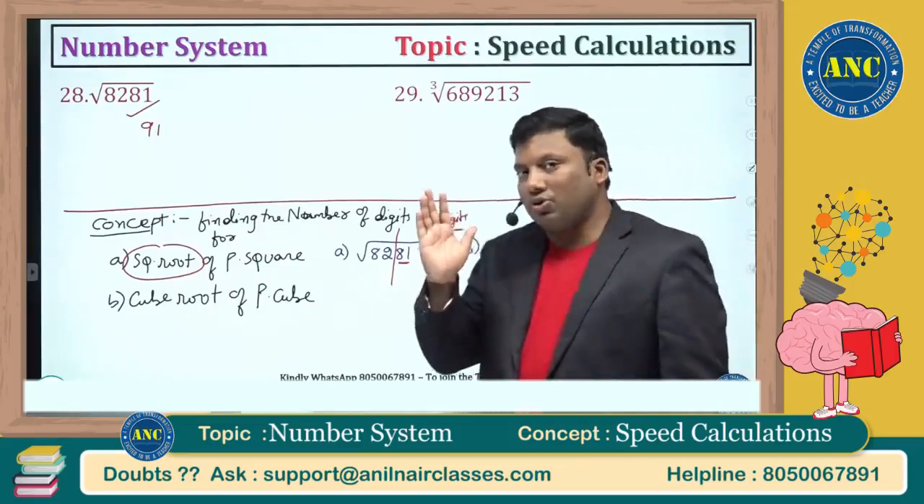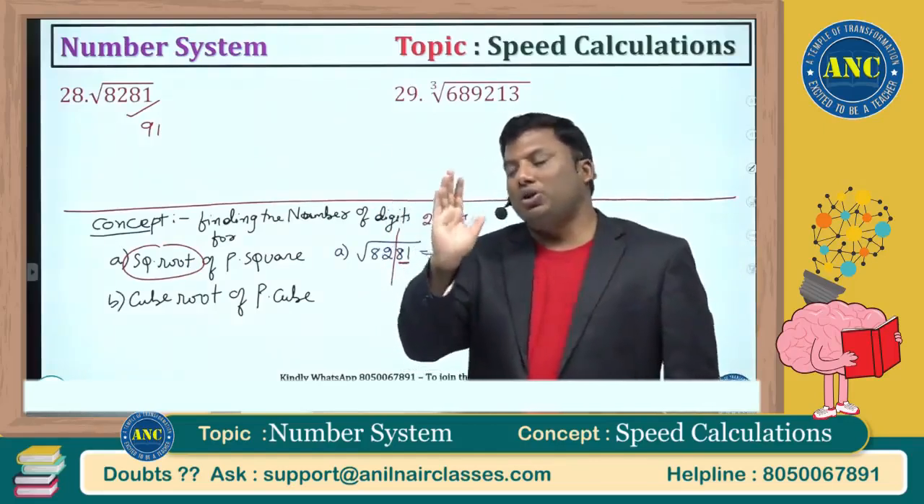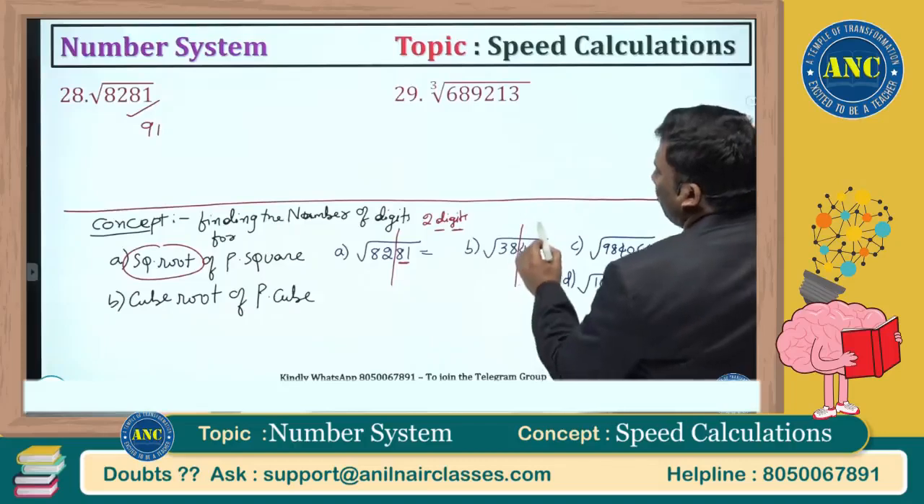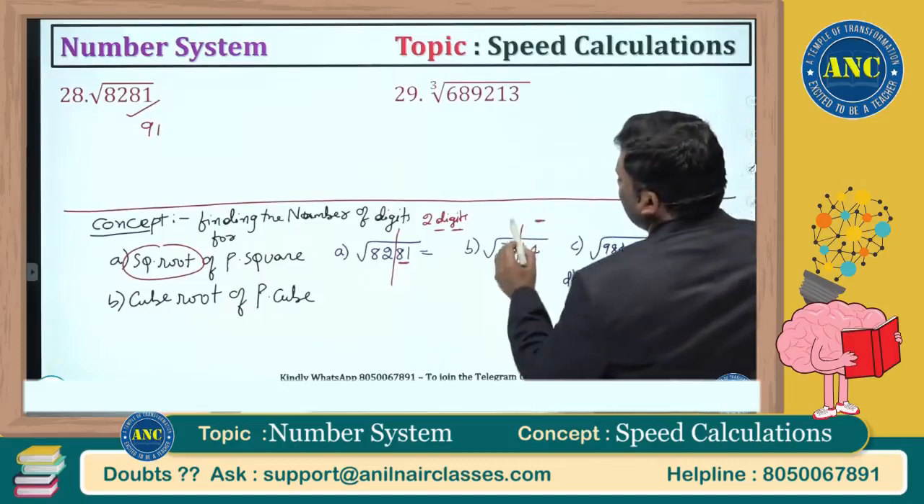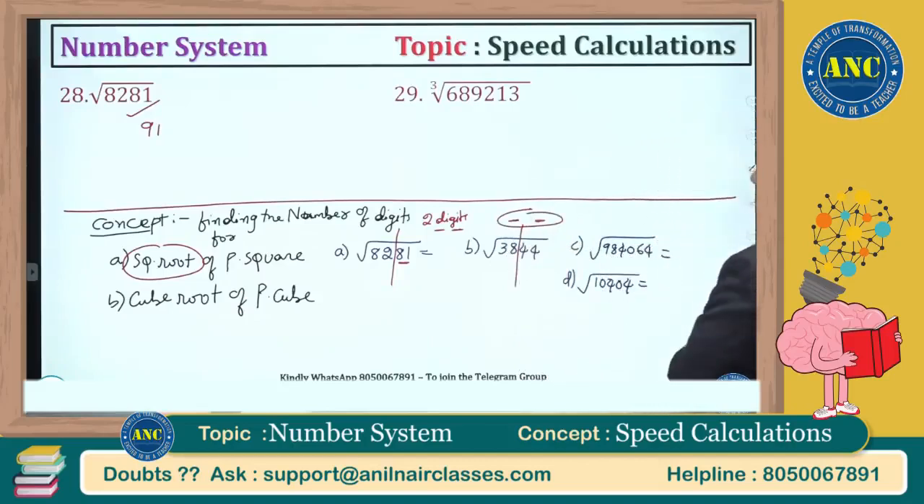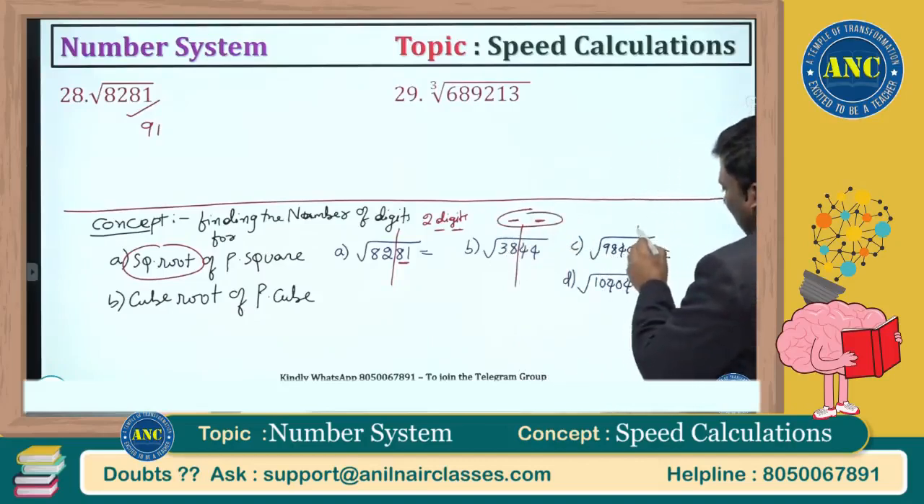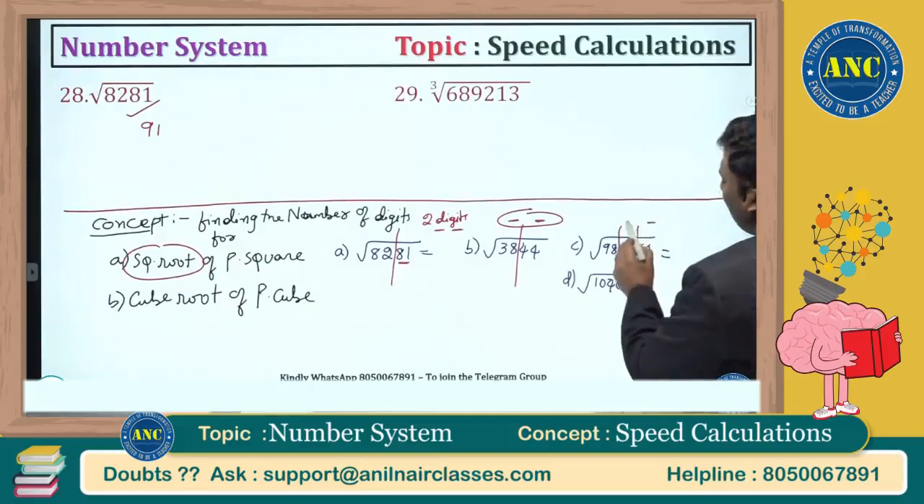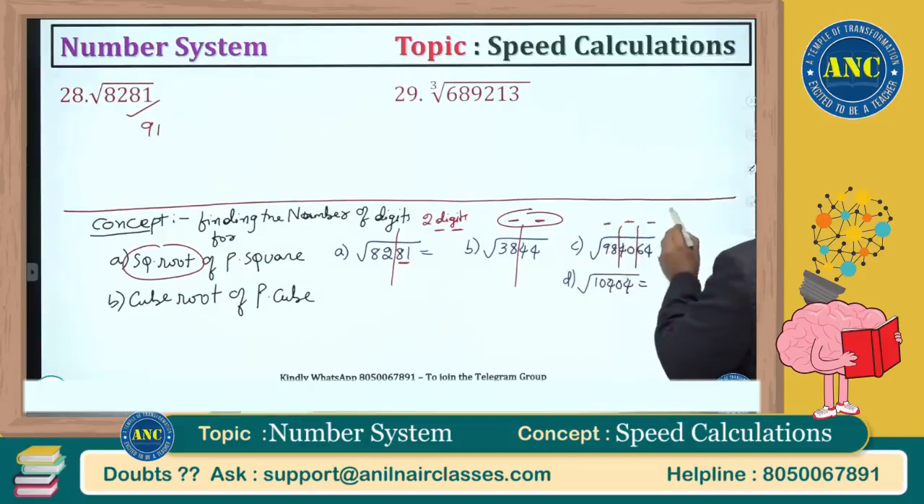Start from rightmost. Take a group of 2 digits. Keep a line. Take a group of 2 digits. Maximum group of 2 digits. Answer has 2 digits. One group of 2 digits. If there is only one digit, add 0 at the beginning. One group, one group.